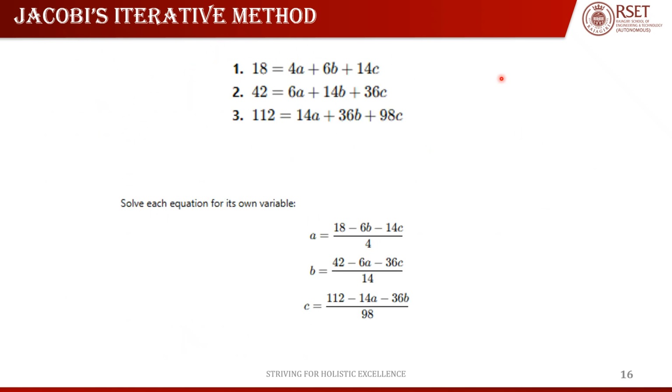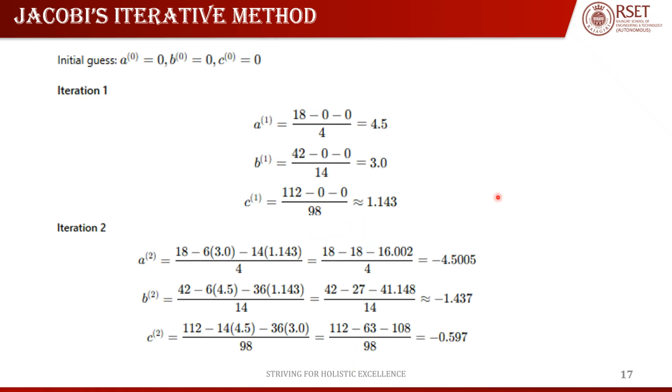18 is equal to this one, and you have this equation. From the first equation you will separate a. Just keep 4a here, take 6b and 14c to the other side, and then divide by 4. You have your a. Similarly keep 14b here, take minus 6a minus 36c, divided by 14. You have b here, and from the third equation separate c. Your first approximations are given to be 0. So find a1, which will be 4.5. By substituting 0, 0, your b1 will be 0, and c1 will be 3. Find c similarly.